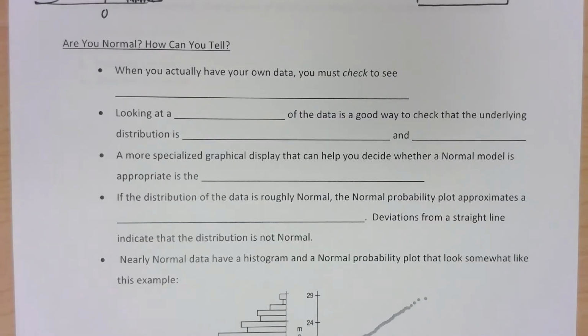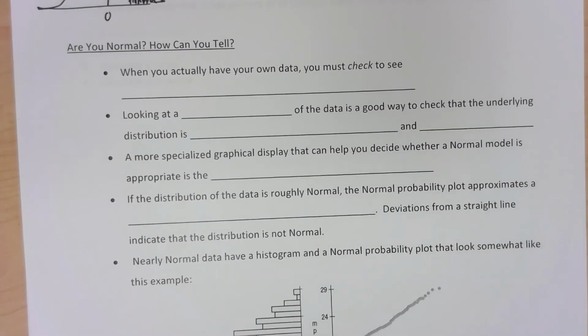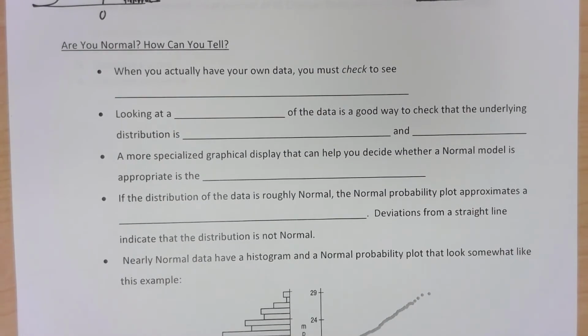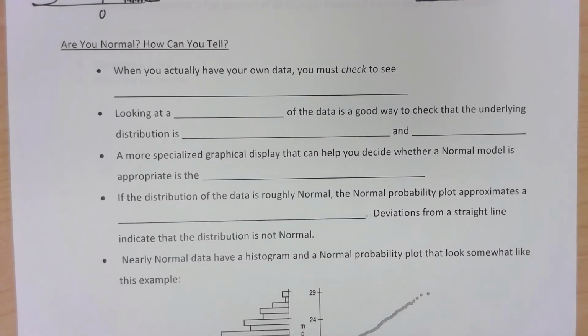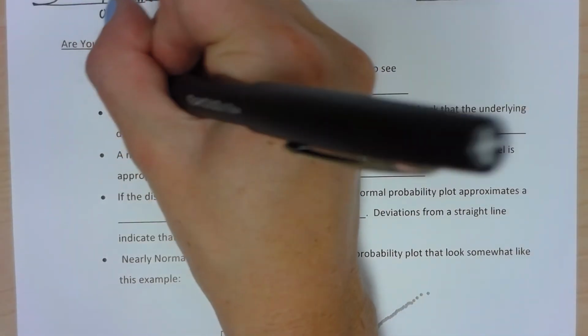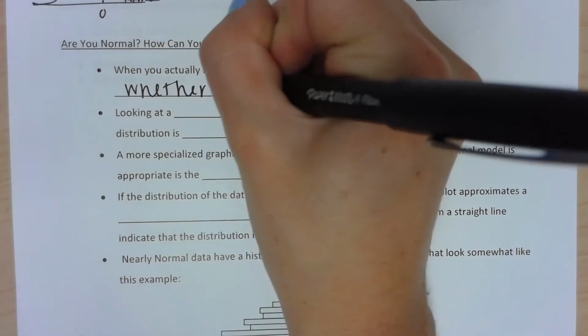Yesterday we started discussing the condition of the nearly normal model. So I want to talk a little bit about how to check and see if your data does meet that condition. So when you actually have your own data, you must check to see whether a normal model is reasonable.